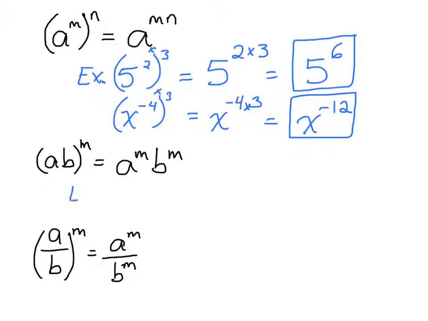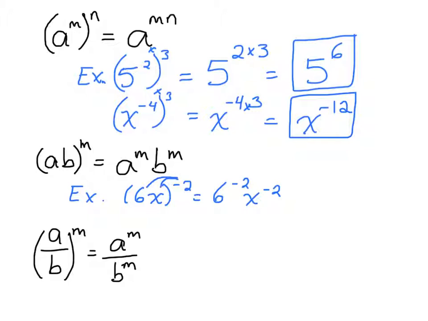An example of this might be 6x to the power of negative 2. To simplify this, we want to bring the negative 2 into the brackets into each exponent. So we would get 6 to the negative 2 times x to the negative 2.